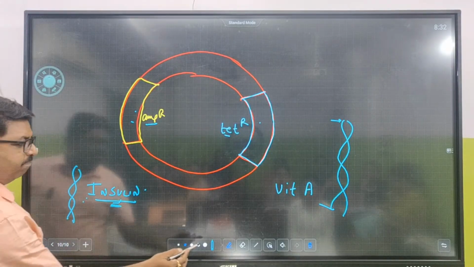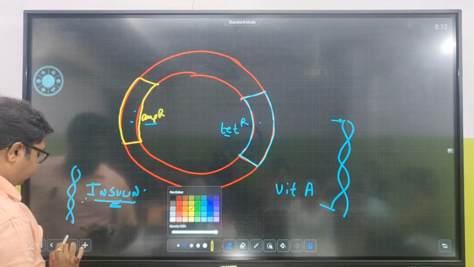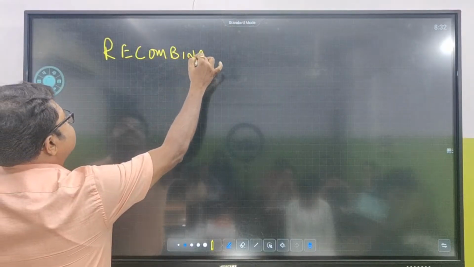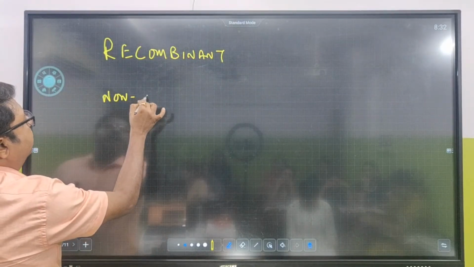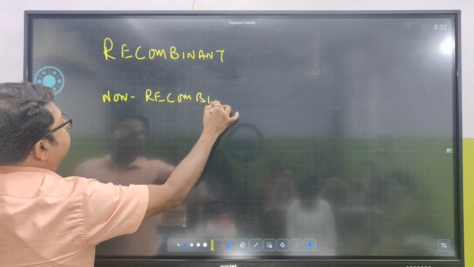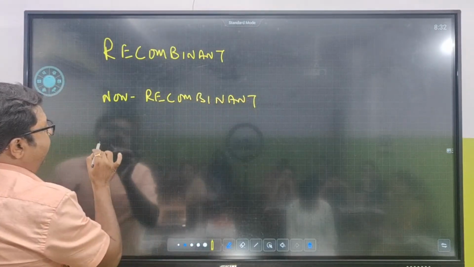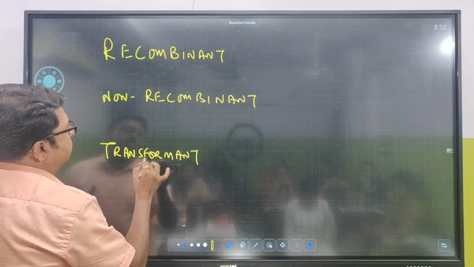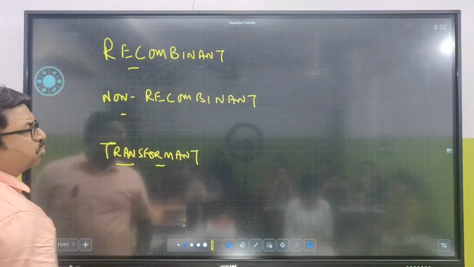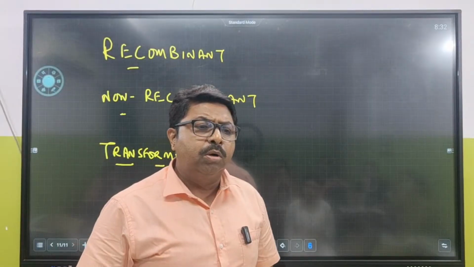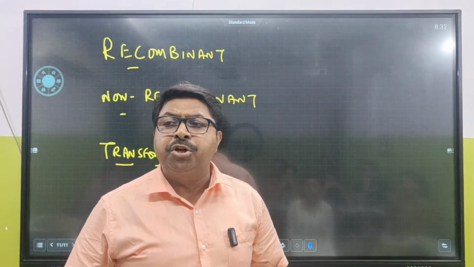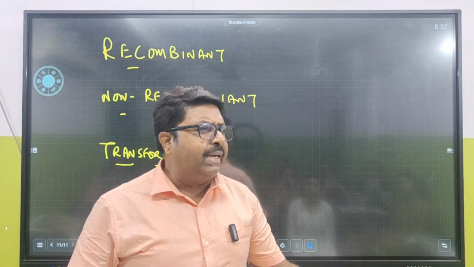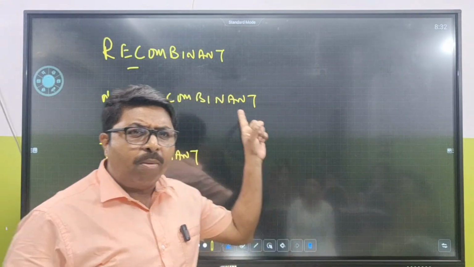Now see, there are three terms I'm going to use. The first one is recombinant, another one is non-recombinant, and the third one is transformant. Fine. Which type of bacteria do we need to grow on a large scale? The recombinant variety, non-recombinant variety, or transformant variety? Transformant variety.